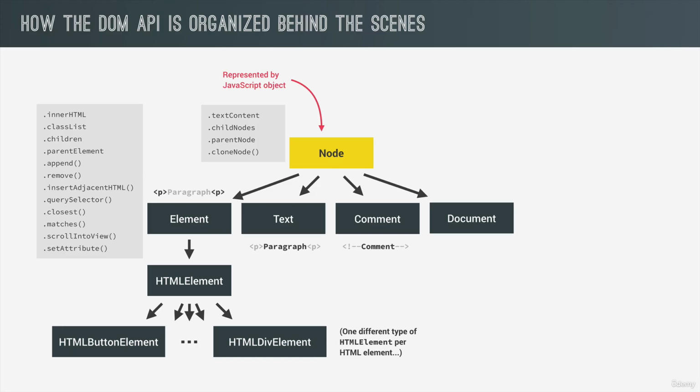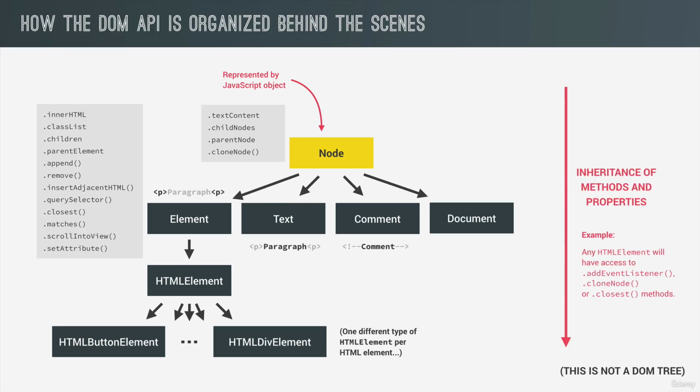And just to make sure that we're all on the same page here, this diagram that I'm showing you here is of course not a DOM tree, right? So this is not a representation of any HTML document. This is just the way that different types of nodes are represented behind the scenes in the DOM API. All right? But anyway, now comes the really important part. Because what makes all of this work is something called inheritance.